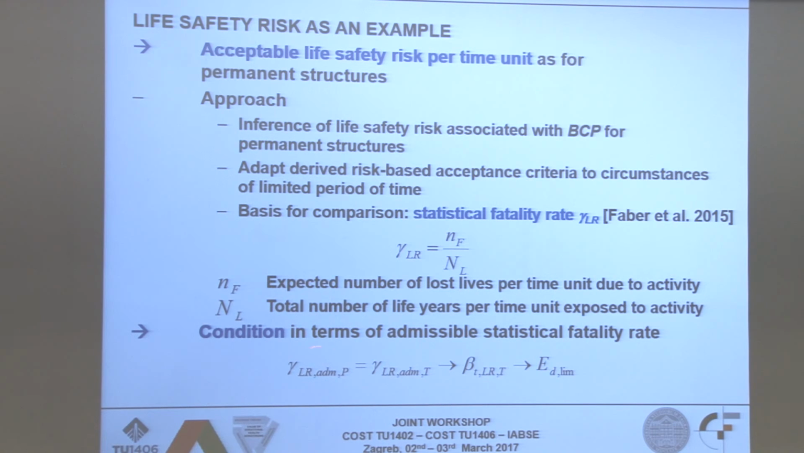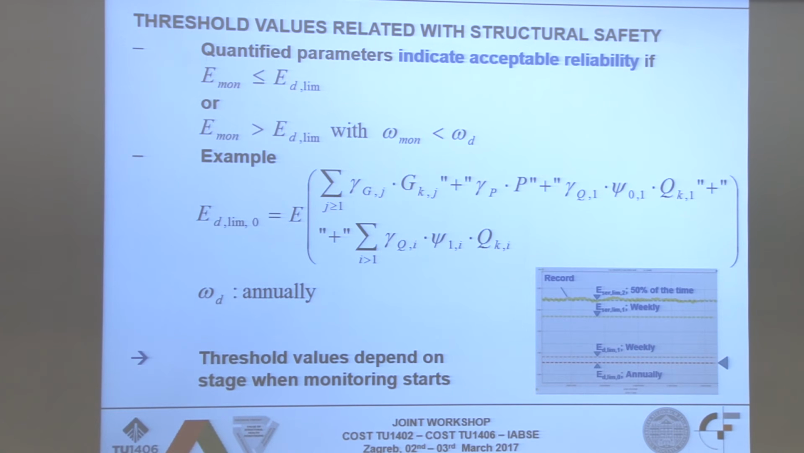We have this rate as admissible for permanent structures, which should be the same for the temporary use conditions, which allows us to deduce some target reliabilities depending on the temporary use, and finally some threshold values, for example, for action effects. Formally, they are represented in the same way as we are used to when we design new structures. Of course, the values will be different because of the different target reliabilities and the different reference periods.